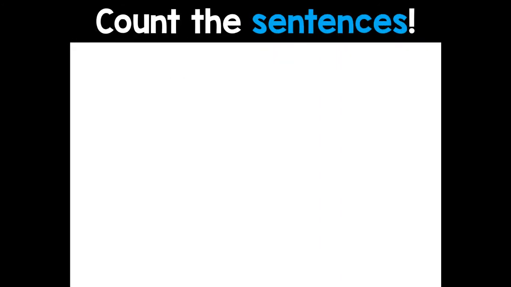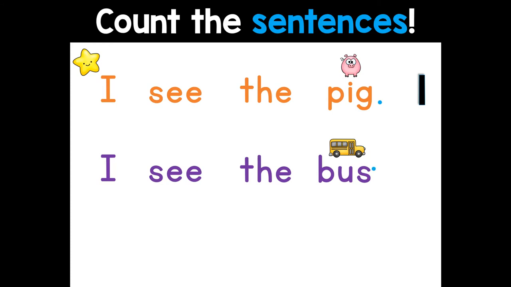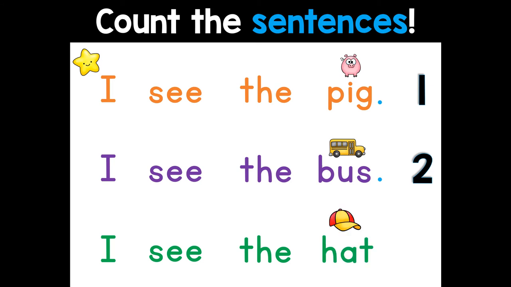Then the following page, we're going to count the sentences. Each sentence appears in a different color, one word at a time, and the punctuation comes separately, and we're focusing on the fact that an ending punctuation indicates that a sentence is over. So here's our star. We're going to read the first sentence. I see the pig, and then another click brings down the period, and we count it sentence 1. Next sentence is a different color. Bring down the punctuation, and it will count it sentence 2. And then another sentence yet. And then reiterate with the kids that yes, there are 3 sentences in this passage.